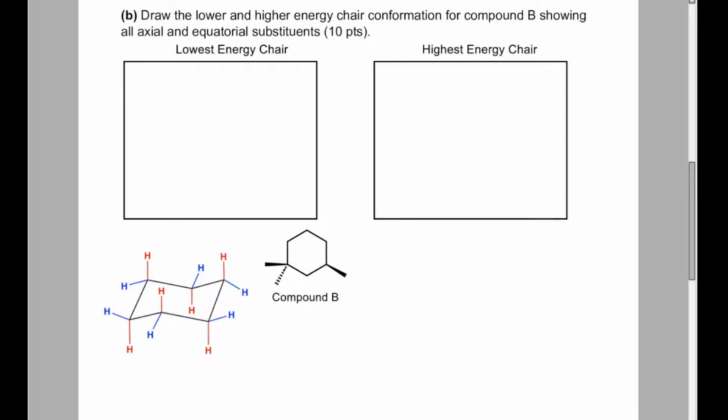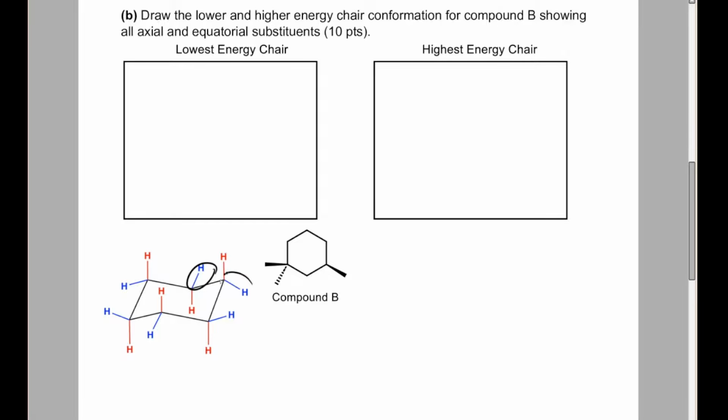7B. Draw the lower and higher energy chair conformation for compound B showing all axial and equatorial substituents. So I've moved down compound B from the previous problem over here, and I've also copy and pasted this chair conformation reference image that you unfortunately do have to have memorized. You just need to know the positions of the equatorial and axial substituents.